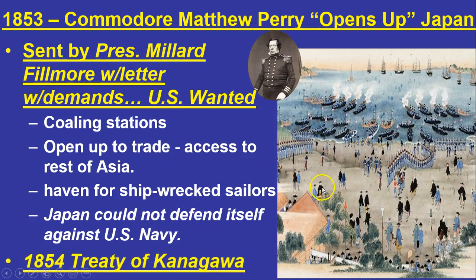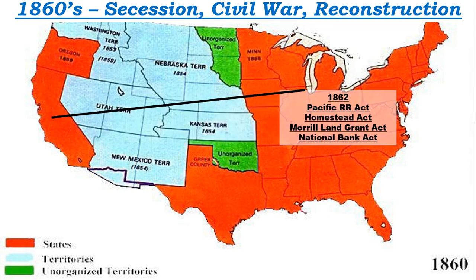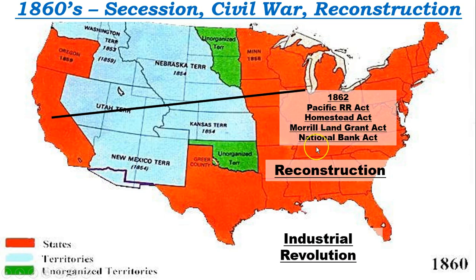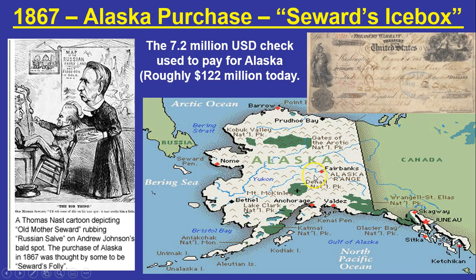It's the first time Japan opened up to any Western power, and this happens in the Treaty of Kanagawa in 1854. Continuing to the west, in the 1860s, while the war is going on, we're still expanding west. We've got massive federal government programs. Remember the first two here, super important. The Industrial Revolution is going to be sparked by that Civil War, and it ends in 1865. Our Reconstruction rages on into the 1870s, ending in 1877.